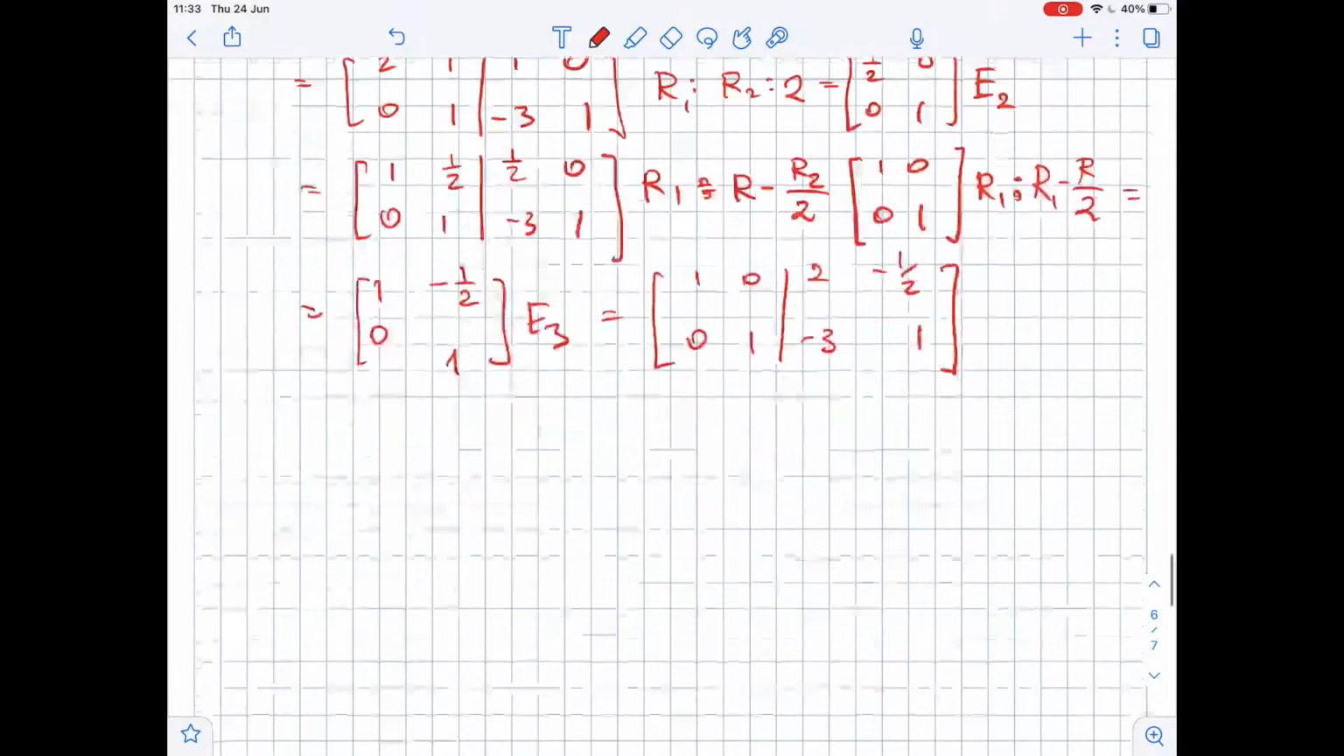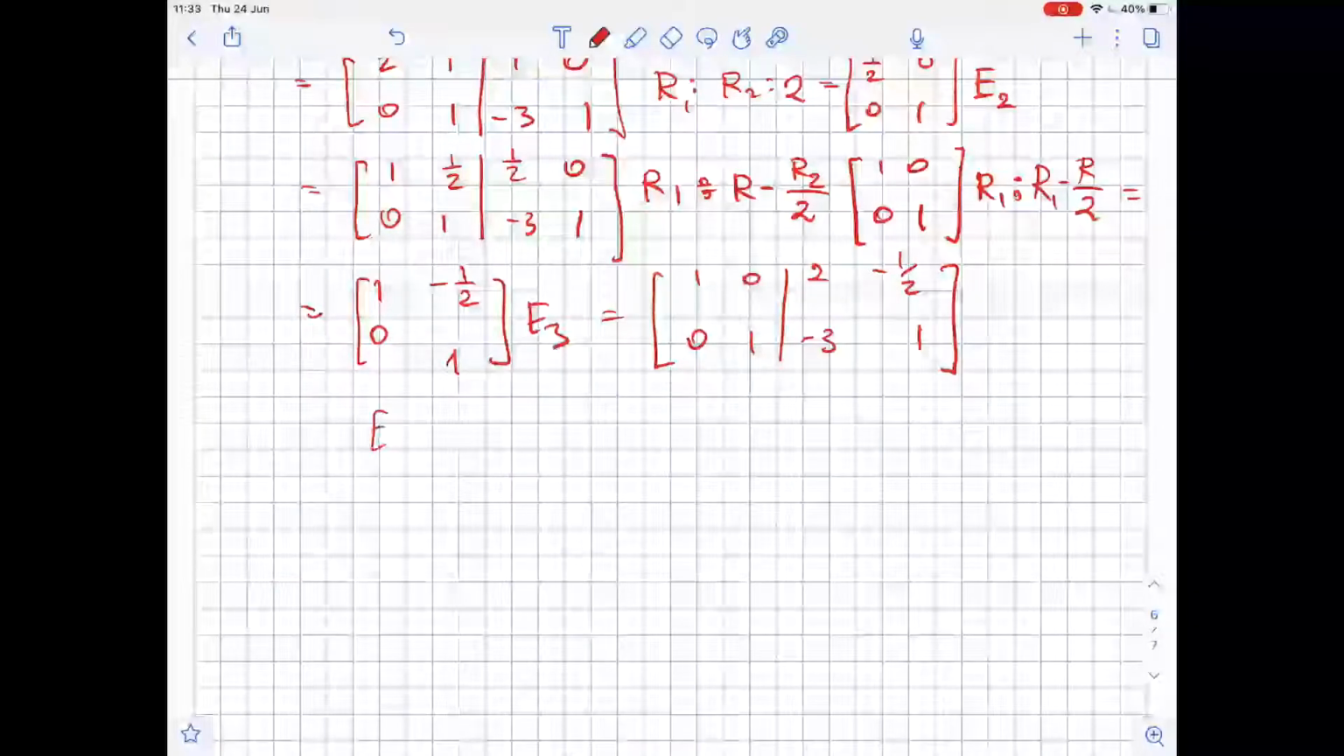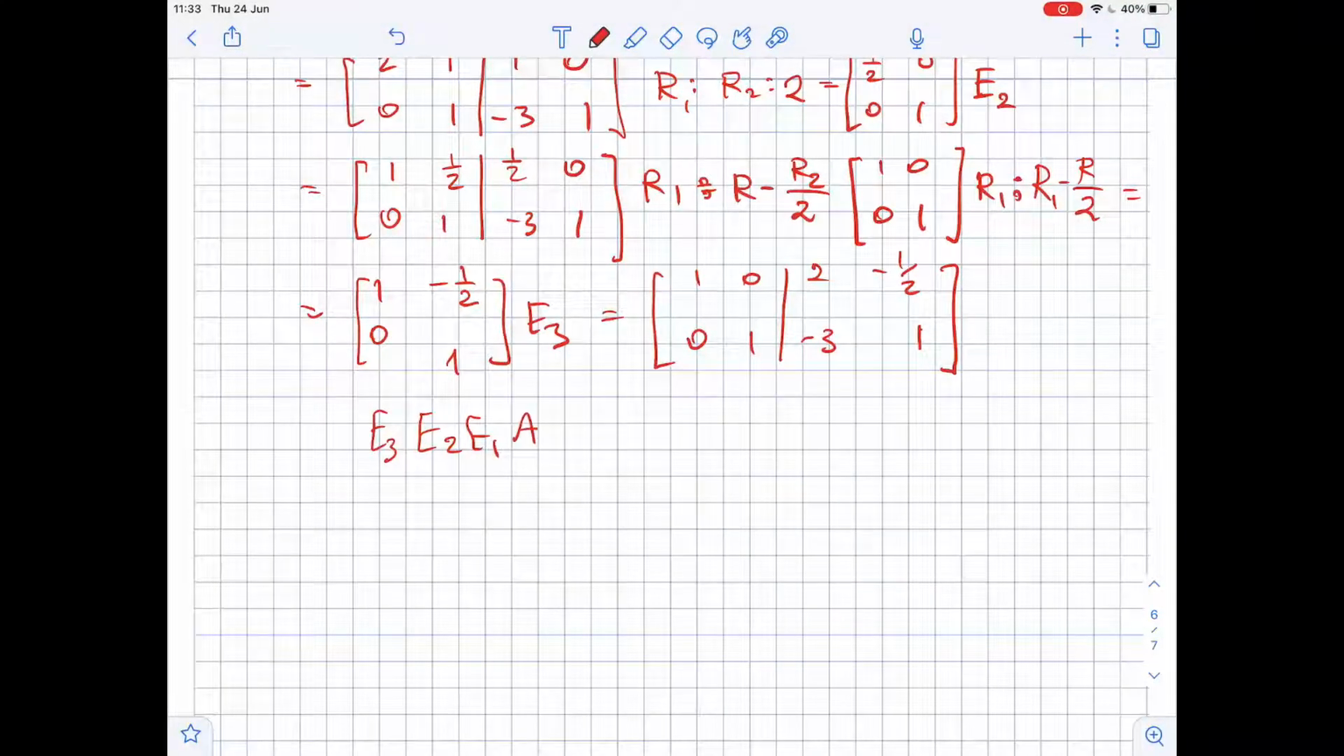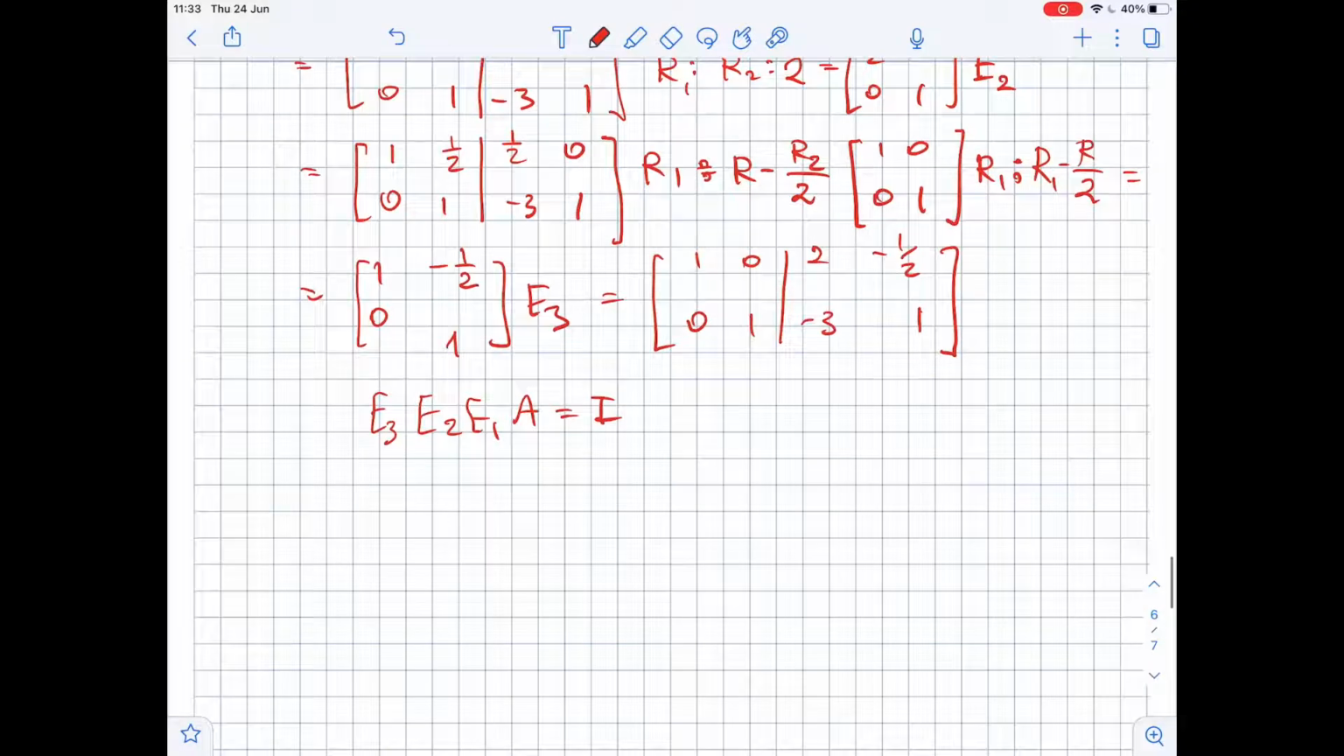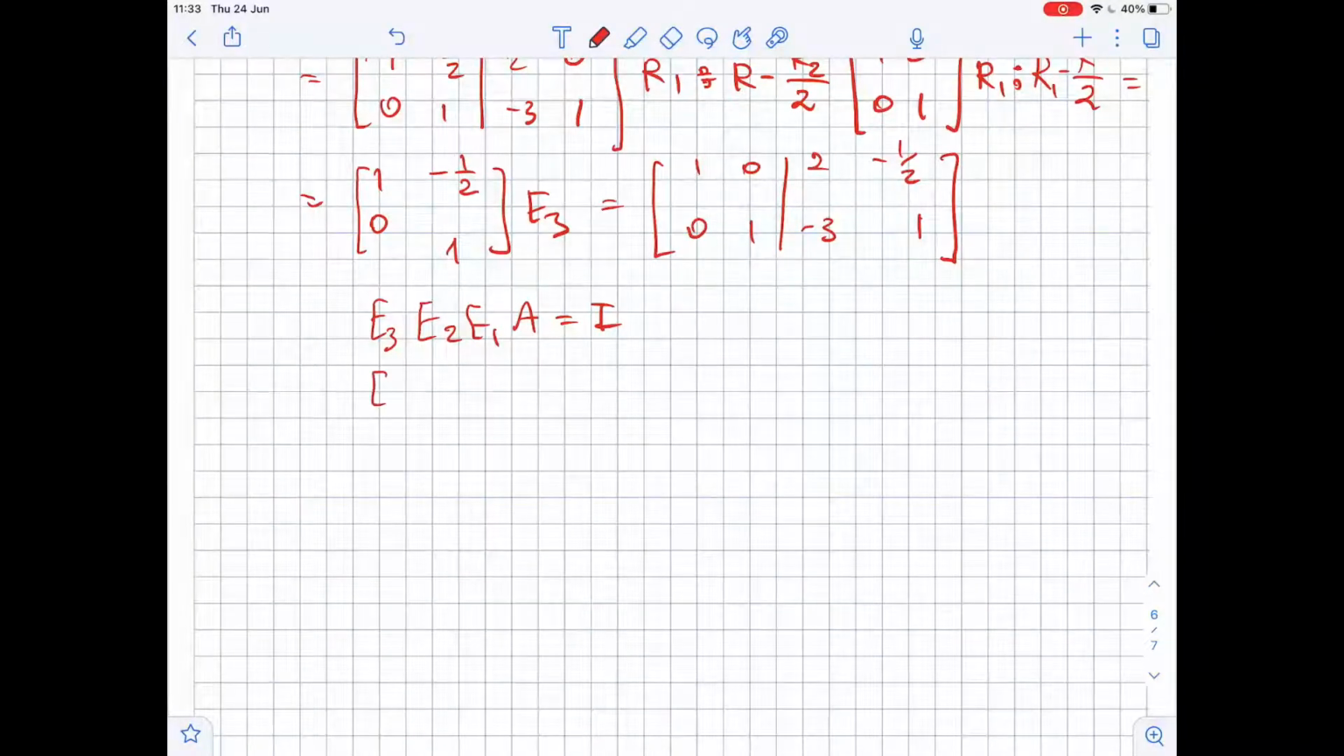So we know that E3 times E2 times E1 times A equals the identity matrix. So E3 times E2 times E1 times I equals A inverse. We can recheck it. So A inverse equals E3 times E2 times E1.